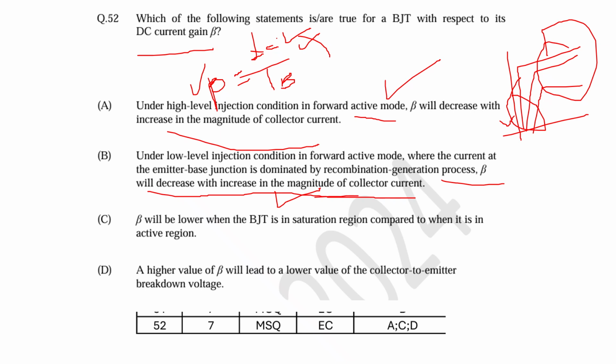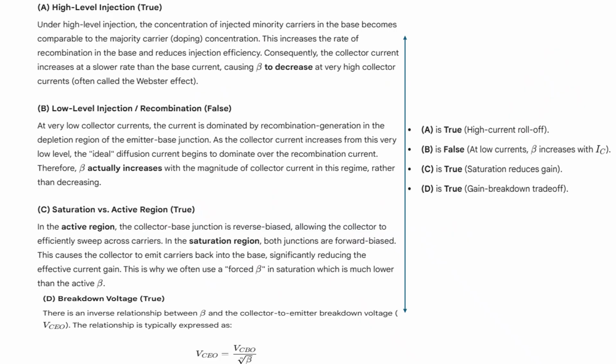Beta will be lower when the BJT is in saturation region compared to the active region. So this is true. For saturation region it will be lesser, for active region it will be higher. A high value of beta will lead to a lower value of the collector to emitter breakdown voltage. So this is also true. So let's see the detailed explanation.